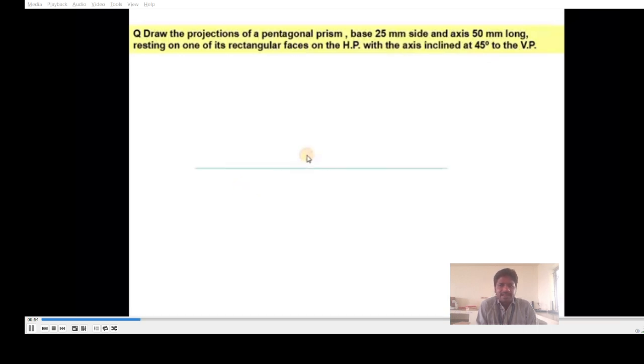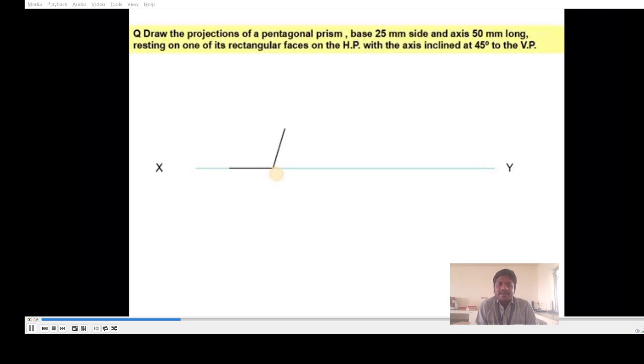Now we will draw the diagram. First draw the projection line X and Y. This blue color line is going to be the reference line XY. Draw one side of the pentagon on the XY line, because it is very clearly mentioned that one of the rectangular faces of the pentagonal prism is resting on HP, and hence we have drawn it like this.